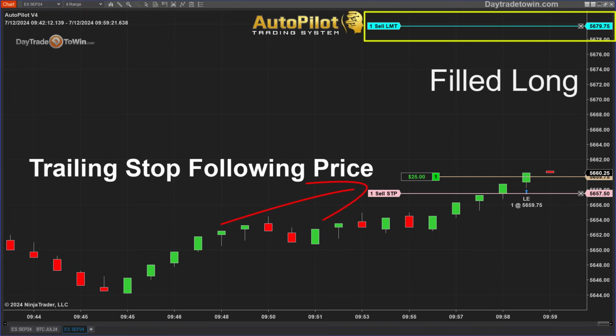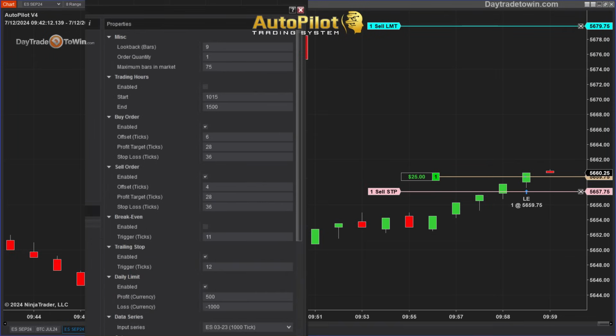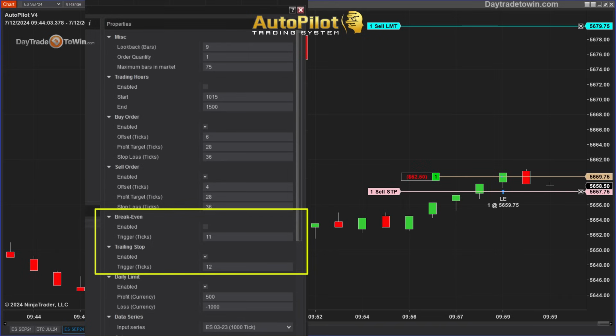So I'm going to show you here a couple of settings that the Autopilot has that makes it possible for you to control the amount of break even and the amount of trailing stop. So let me get right into the settings on how to manage the trade using the back end of the Autopilot. The one thing that we're going to set here is the break even and the trailing stop. So the break even depends on how far the market moves before it moves into a break even scenario.